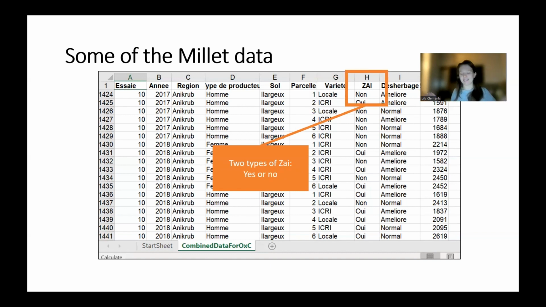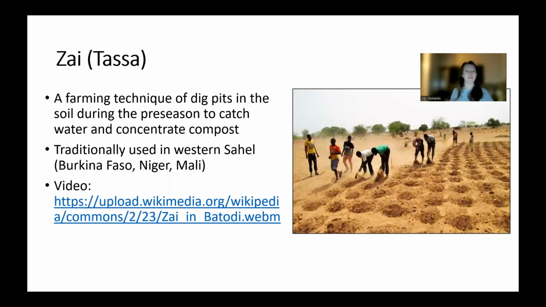Then there's 2 types of xy. There's yes and there's no. This simulation is in West Kenya, where my colleagues do a lot of work, and that's where this has originated from. But xy, this is kind of what xy is. It's a picture. I had no idea what it was before this simulation, but it's a farming technique where you dig pits in the soil to catch water and concrete compost. So it's used in Burkina, Niger, Mali, just over in Western Africa in farming. And there's a little video there if you just wanted a little bit more information on it.